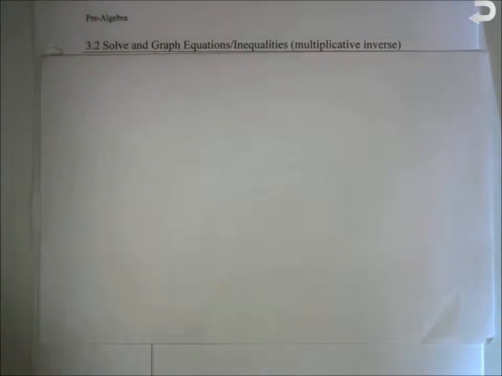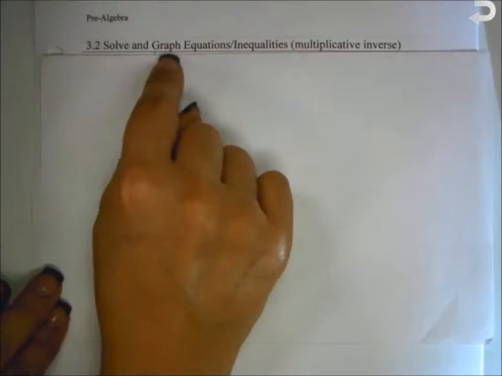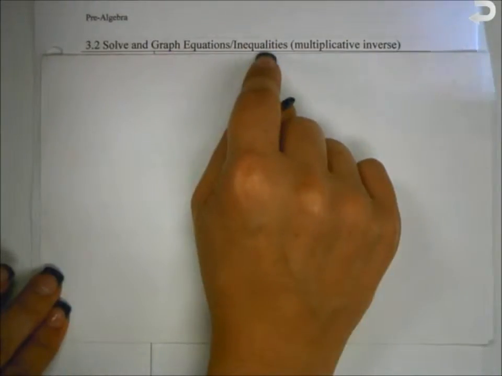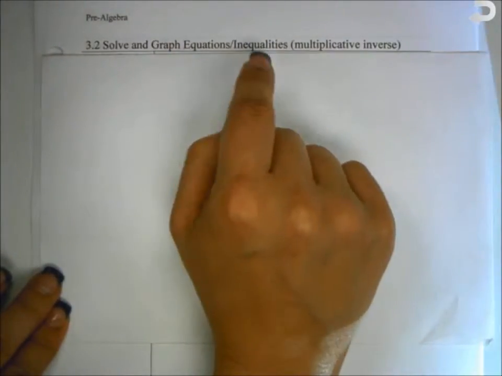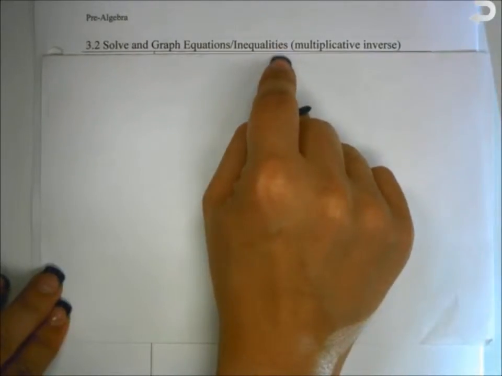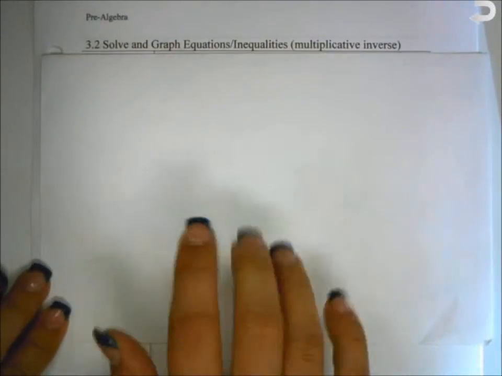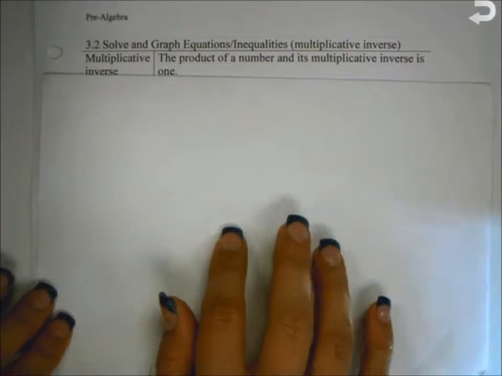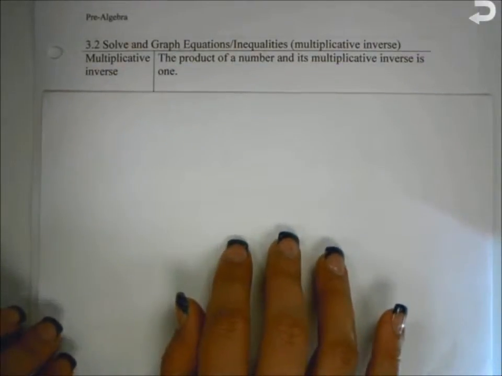Okay, so today 3.2, solve and graph equations and inequalities. Yesterday on Tuesday we solved using the additive inverse. Today we're going to solve using the multiplicative inverse. So what is the multiplicative inverse, you ask?